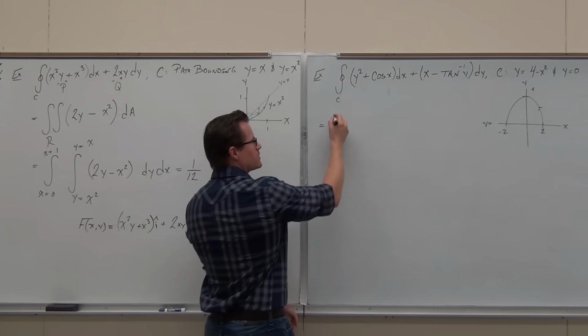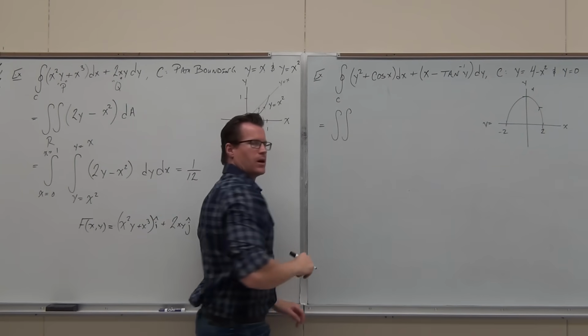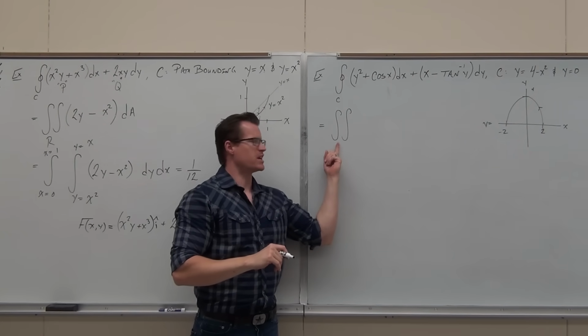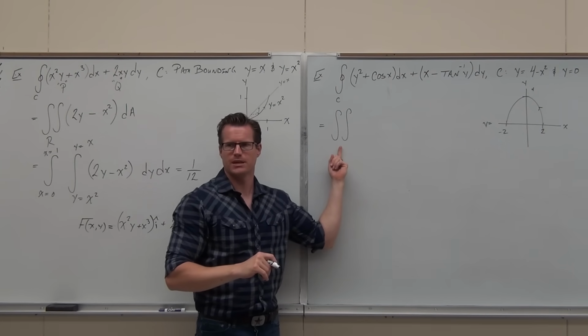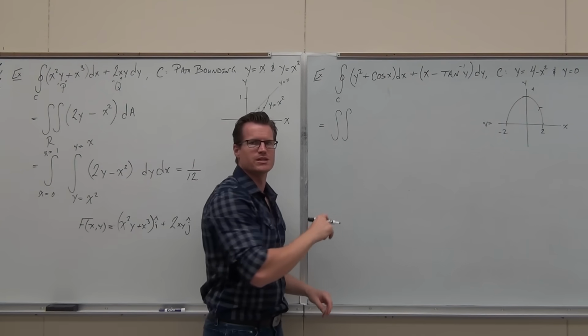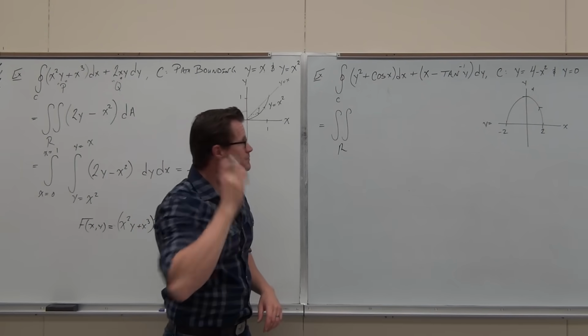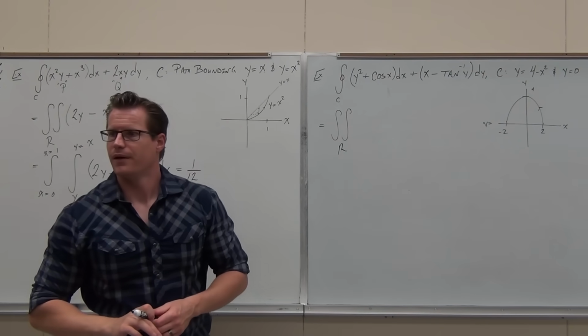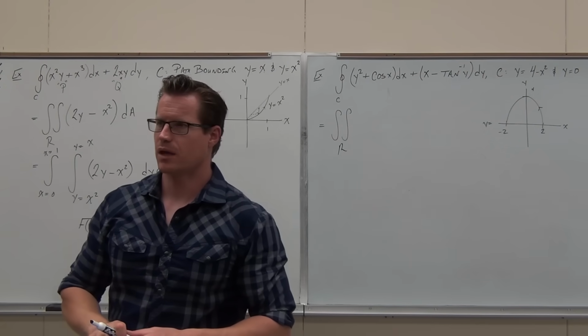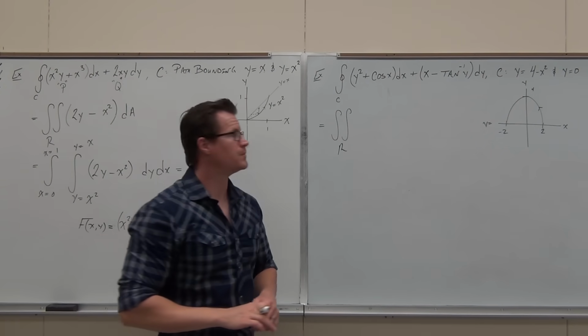So our work is going to be equal to a double integral. What do I put right here for right now? Just right now. Just put R. Leave it for a second. Leave it until you've determined it's non-conservative. You might want to label P and Q before you begin.